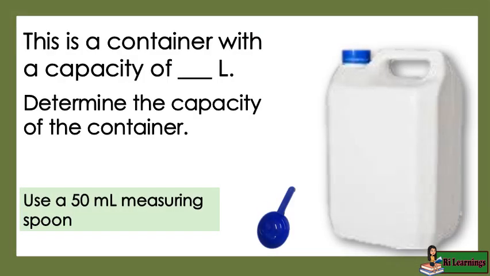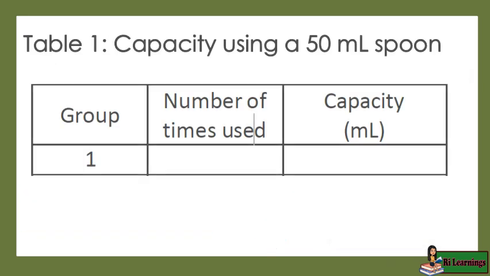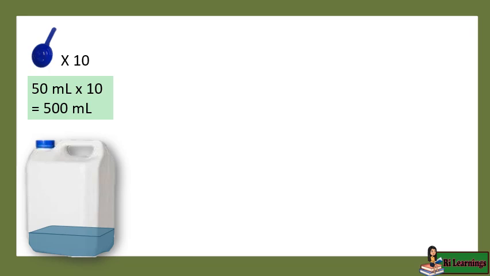This is a container with a capacity of blank liter. Determine the capacity of the container with the use of a 50 milliliters measuring spoon. Table 1. Capacity using a 50 milliliter spoon. Look at this picture. We are using a small scoop that can hold 50 milliliters of water. If we keep adding scoops, we can fill bigger containers.